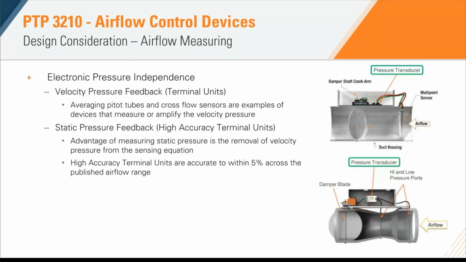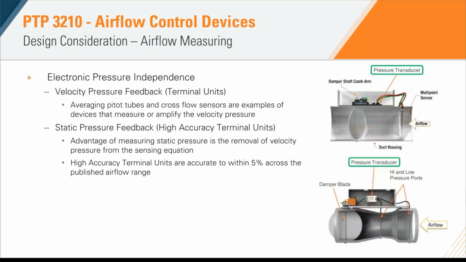And then for the high accuracy terminal unit, you may see a static pressure feedback. So really the advantage of using a measured static pressure is the removal of velocity pressure from the sensing equation. Since we don't have to rely on velocity pressure to calculate airflow, the risk of turbulence affecting a static pressure reading is a lot lower when compared to a velocity pressure reading. Additionally, high accuracy terminal units are going to have improved accuracy within plus or minus 5% across the entire airflow range.